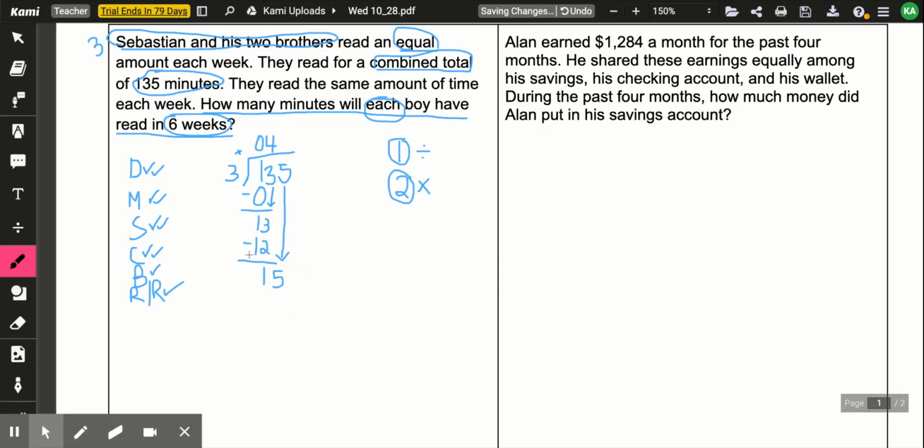So my new number is 15 after bringing it down. 15 is not going to be my remainder, so I know I'm going to repeat by starting back at the top, dividing with my new number 15. 15 divided by 3. I have to think, how many times can 3 fit into 15? 3, 6, 9, 12, 15. Ooh, 5 times perfectly.